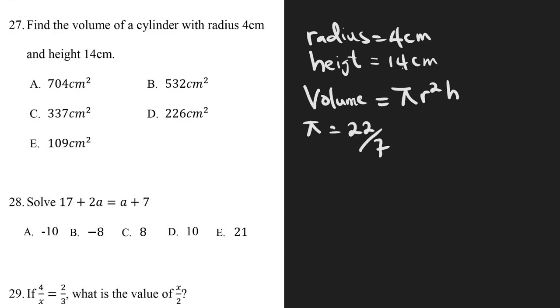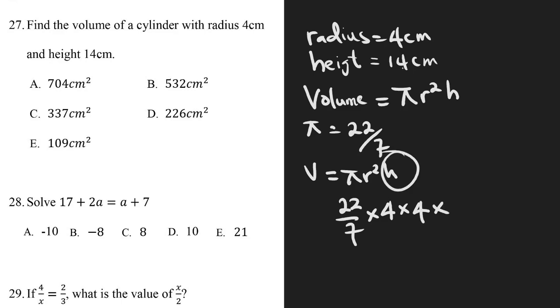So substituting into the formula, we have volume equals pi r square h, where pi is 22 over 7, so we'll say 22 over 7 times what is our r? Our r is the radius, and we have two of them. Can you see? So since the radius is 4 centimeters and we have two of them, we'll say 4 times 4, right? And we have times the h here, which is the height, and the height is 14 centimeters. So this one will be 14.